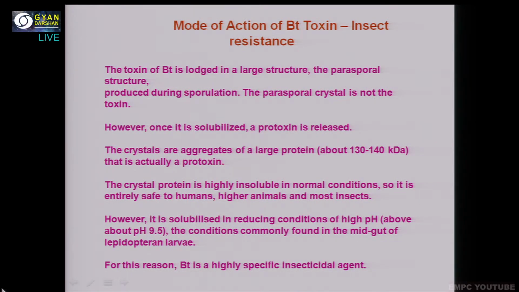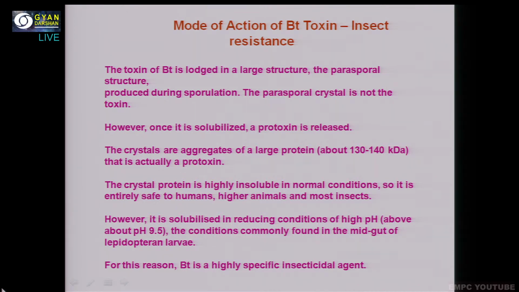Now, what is the mechanism of action of this BT gene? How does it act? The BT toxin is actually lodged in a large structure which is called the parasporal structure. Once it is solubilized, protoxin is released. Mind that this protoxin is not harmful or detrimental. The protoxin actually needs to be activated, and there should be a cleavage so that it is activated and exerts its detrimental effect. Now these crystals are large proteins of about 130 to 140 kilodalton, and that is a protoxin.